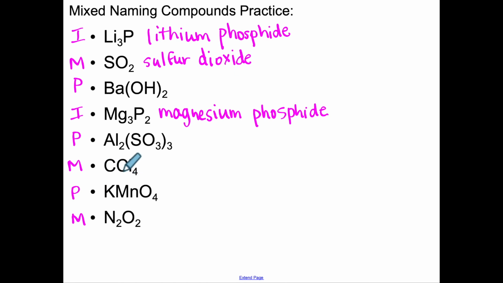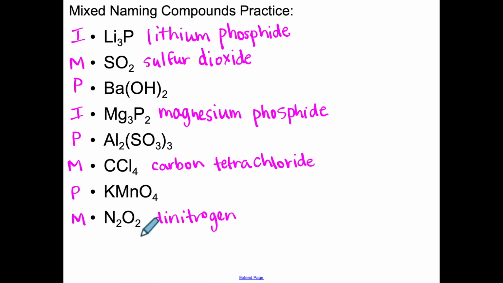Here's another molecular one. We have a carbon. It would be mono, but we don't put the mono on the first one. There's 4 chlorines, so the prefix for 4 is tetra, and chloride. And then this last molecular one, 2 nitrogens, so I would write dinitrogen, and this one is oxygen, so I would write dioxide. And I want to point out the difference. We changed the ending of the second word to "ide." We don't change the ending of the first word.